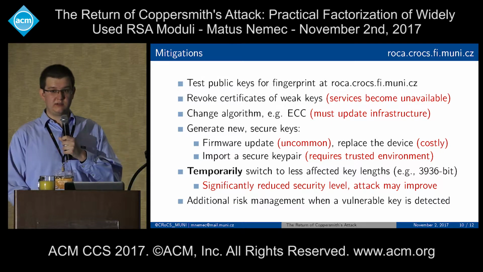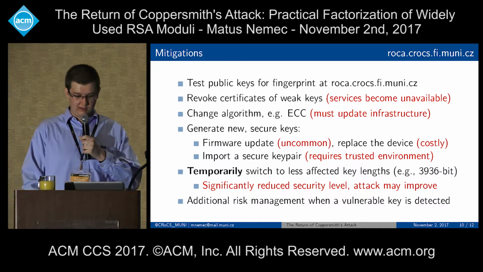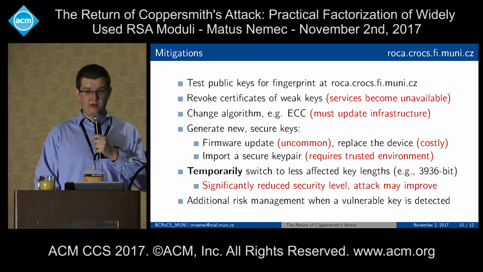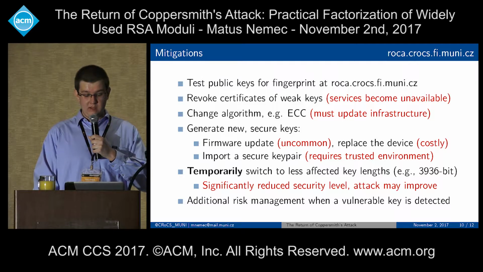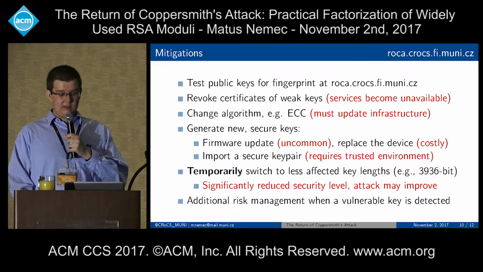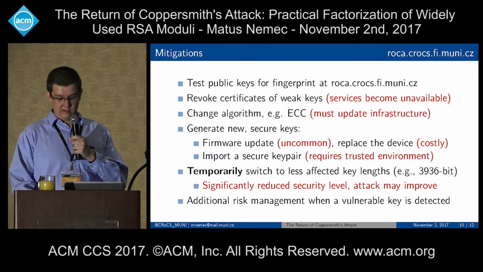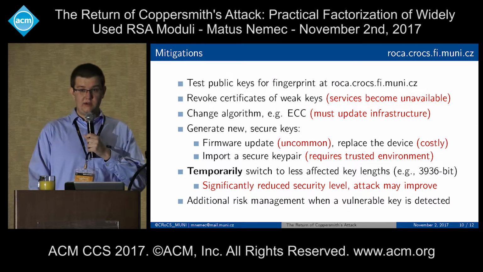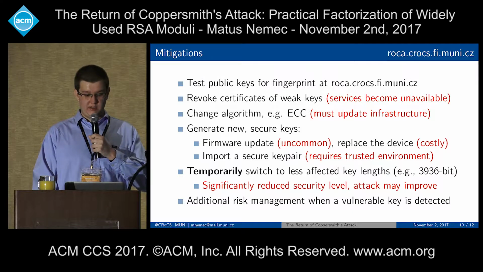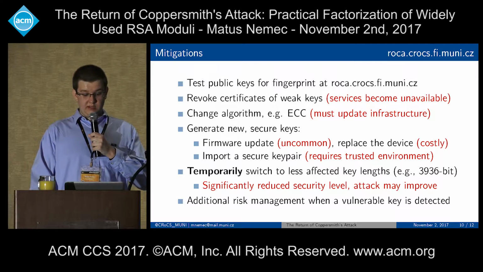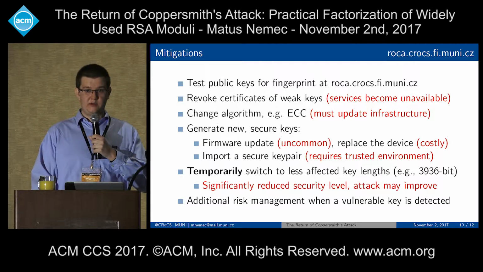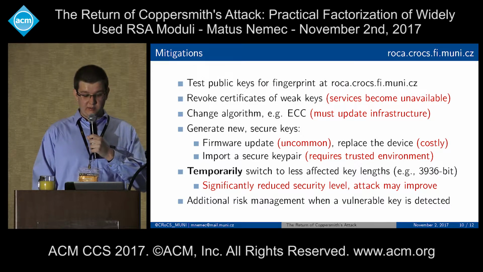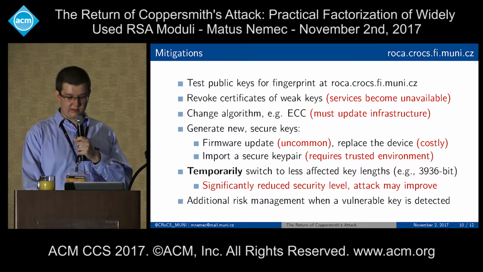If none of these solutions are available, then you may want to temporarily switch to less affected key lengths, such as the example from the slide with complexity. But remember that many of these keys still have a significantly reduced security level, and in case our attack improves, they may become factorable soon. If you are dealing with keys which are generated outside of your domain, you may want to test the keys for vulnerabilities, for example, using our open source code, and then employ additional risk management when you find such keys.